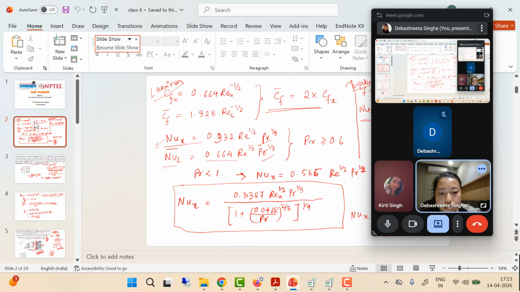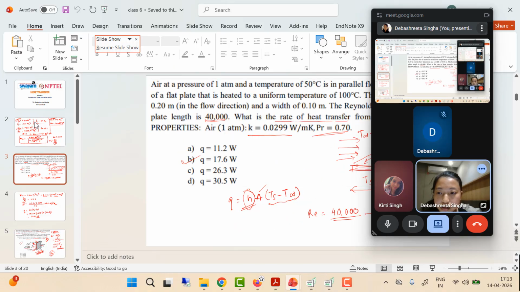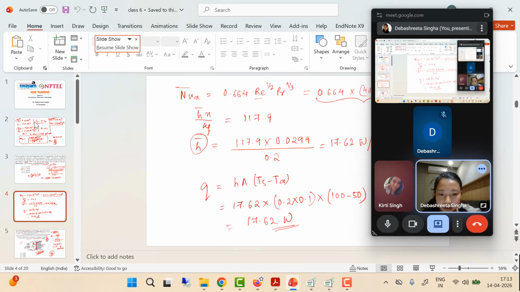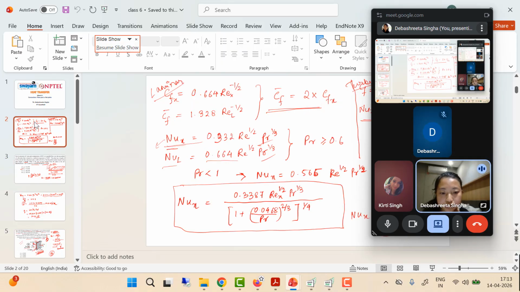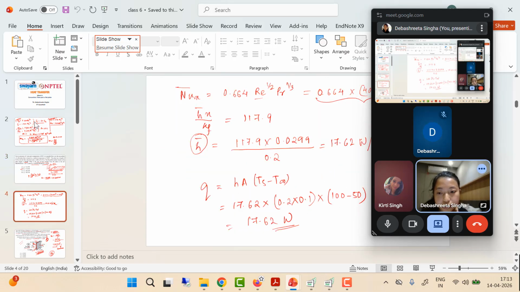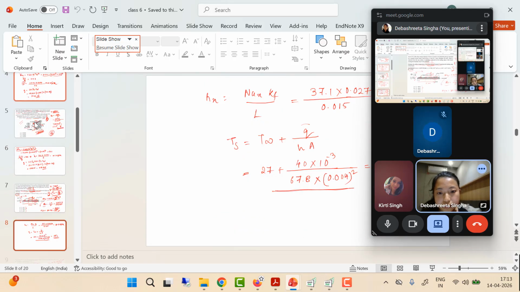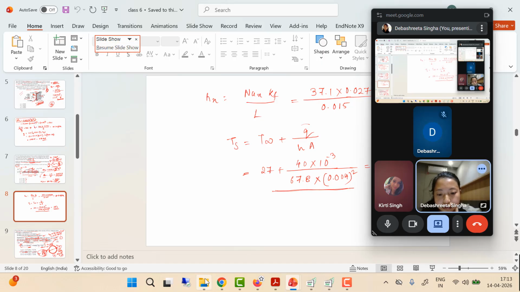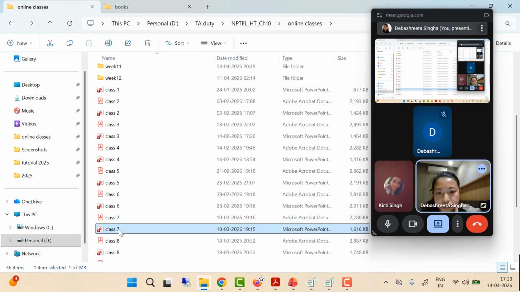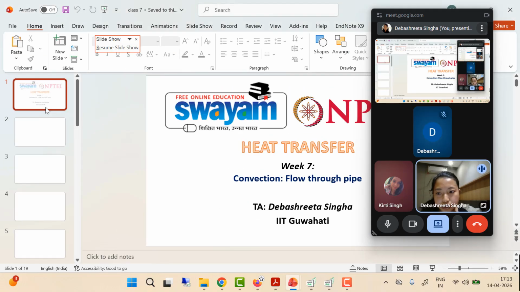Have you come across these terms? Reynolds number, Prandtl number, Nusselt number. Reynolds is the most basic dimensionless number in fluid mechanics or heat transfer. After the Reynolds number come the Prandtl number and the Nusselt number. Just go through these numbers, and you have to know their significance also.